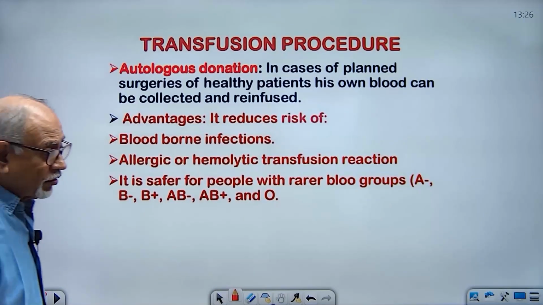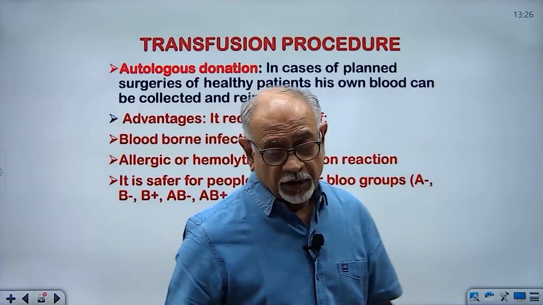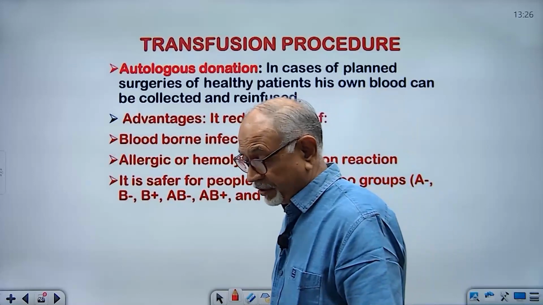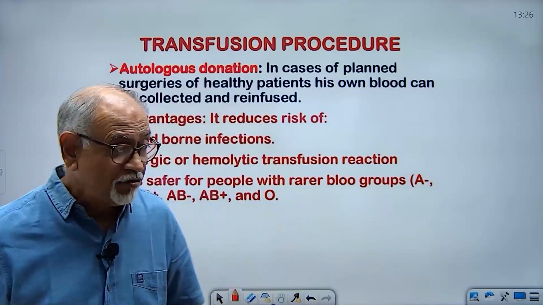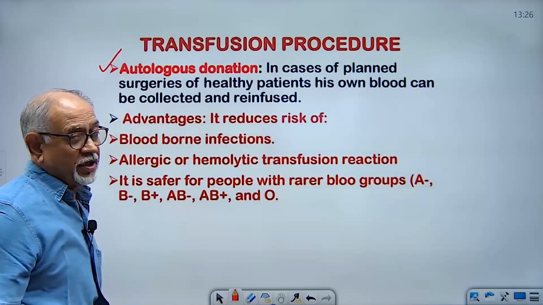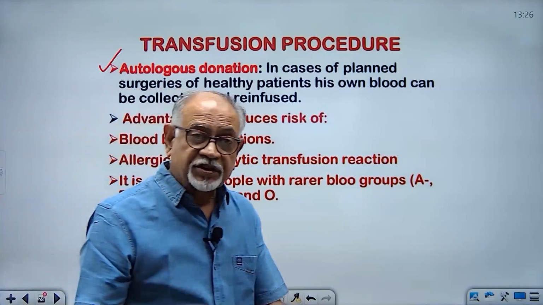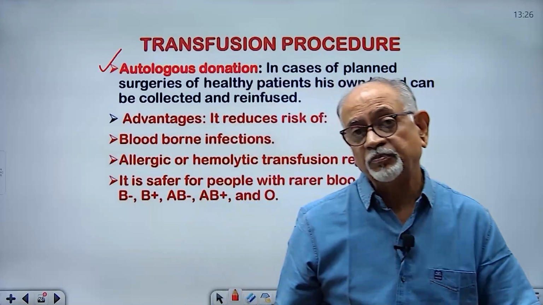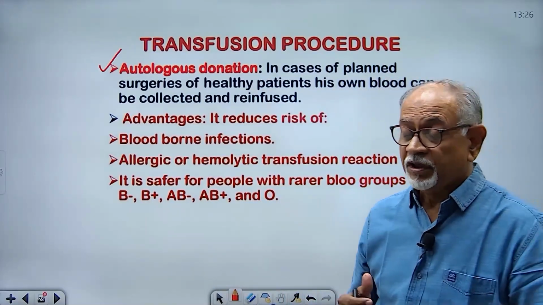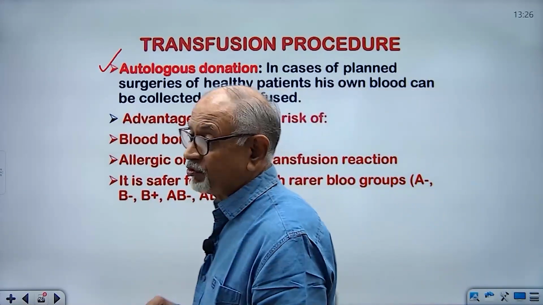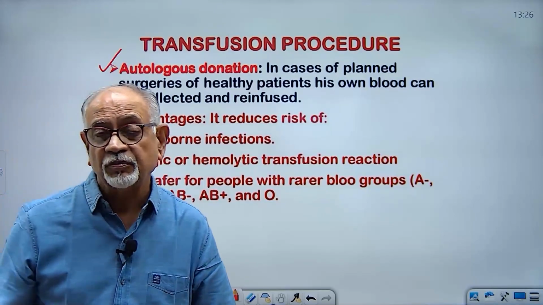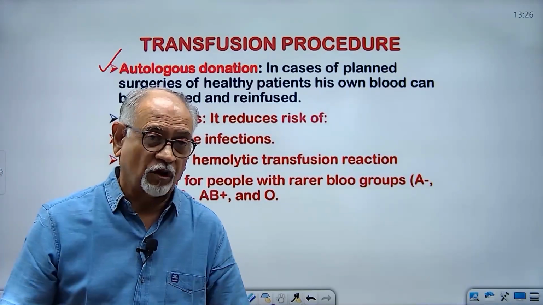Now, procedure of transfusion. A procedure is called autologous donation. This means the blood of the patient is collected and it is reinfused in the same patient. This is called autologous donation. Now, it has got certain advantages and disadvantages also.